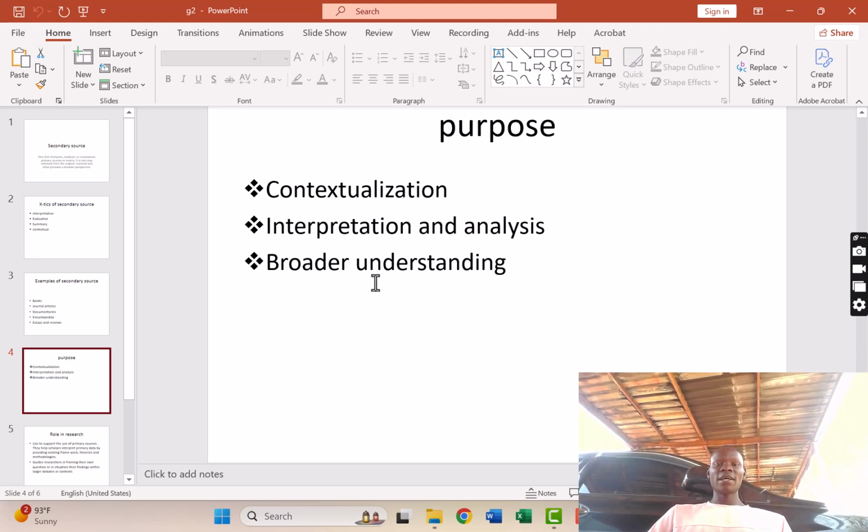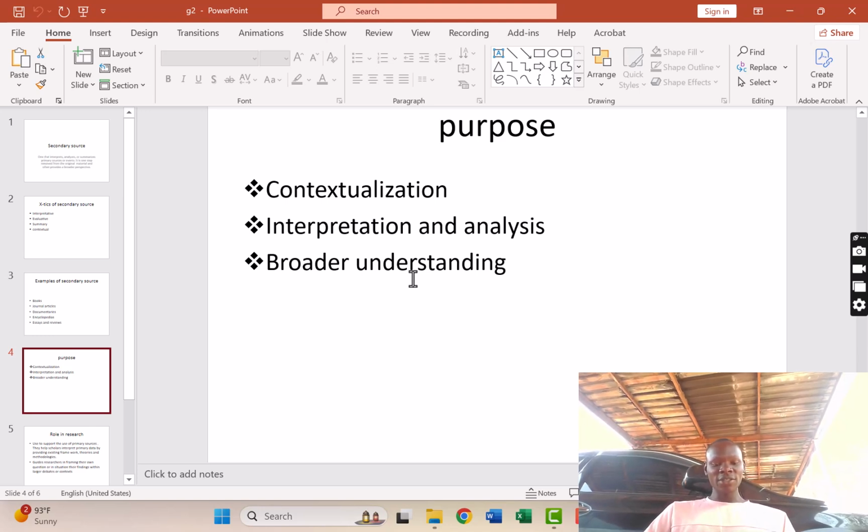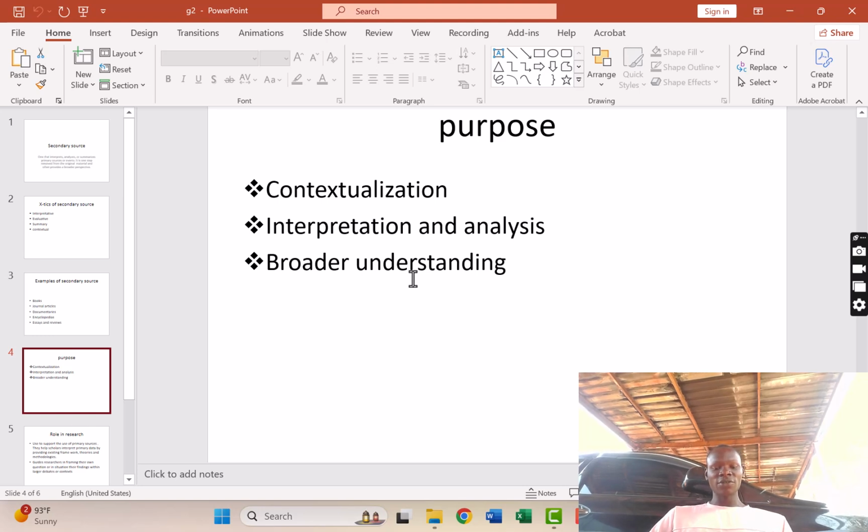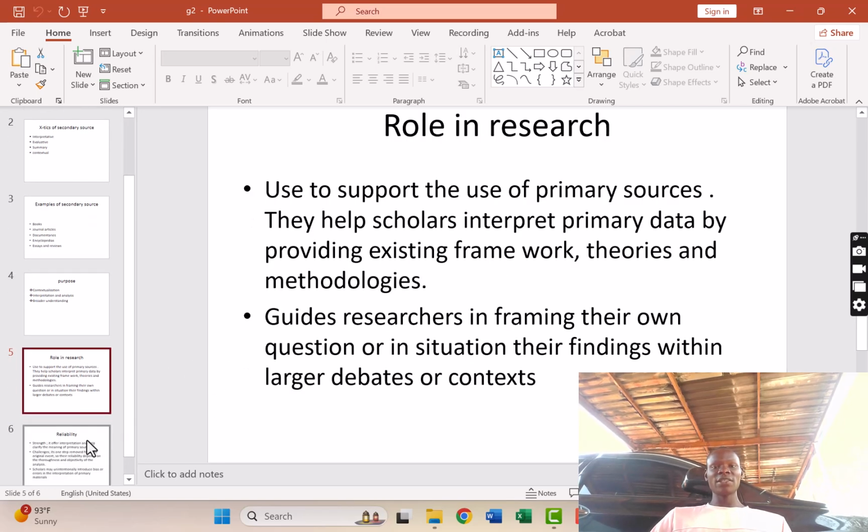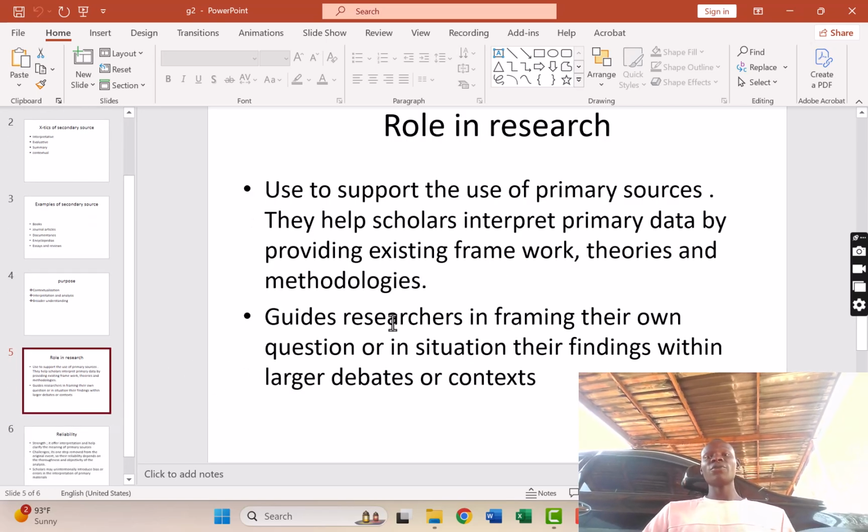Then you have broader understanding. Secondary sources help situate specific events or pieces of data within larger social, cultural, and historical frameworks. That is under it. Then, what is the role in research? It is used to support the use of primary sources.